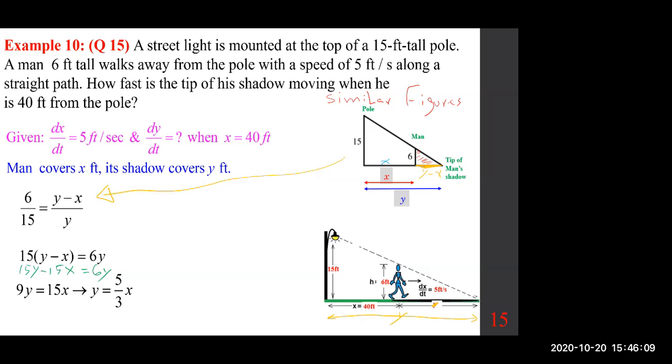Now, dy/dt is 5/3 dx/dt. So whatever dx/dt is gets multiplied by 5/3, it's a tad more. So it's 25/3 feet per second. I hope everybody is comfortable with that. Okay, class? Having said that, we are ready to move on.